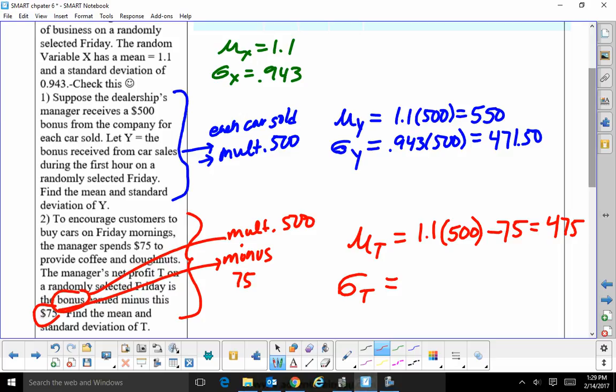For the sigma, you take the original, and we still multiply by his bonus. Do we subtract the 75 from there? No. So this is still just that value right there, because the spread doesn't change when you add or subtract a value. That stays the same. Only the center changes when you add or subtract.